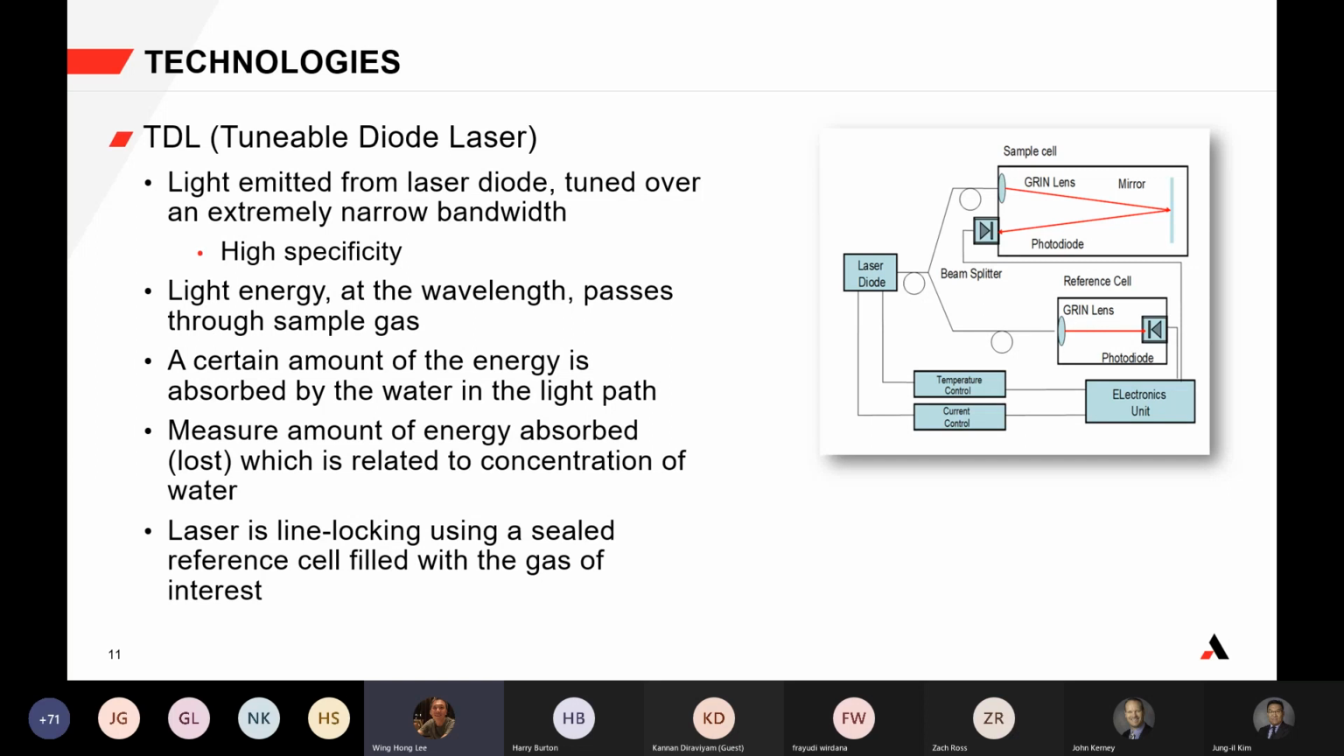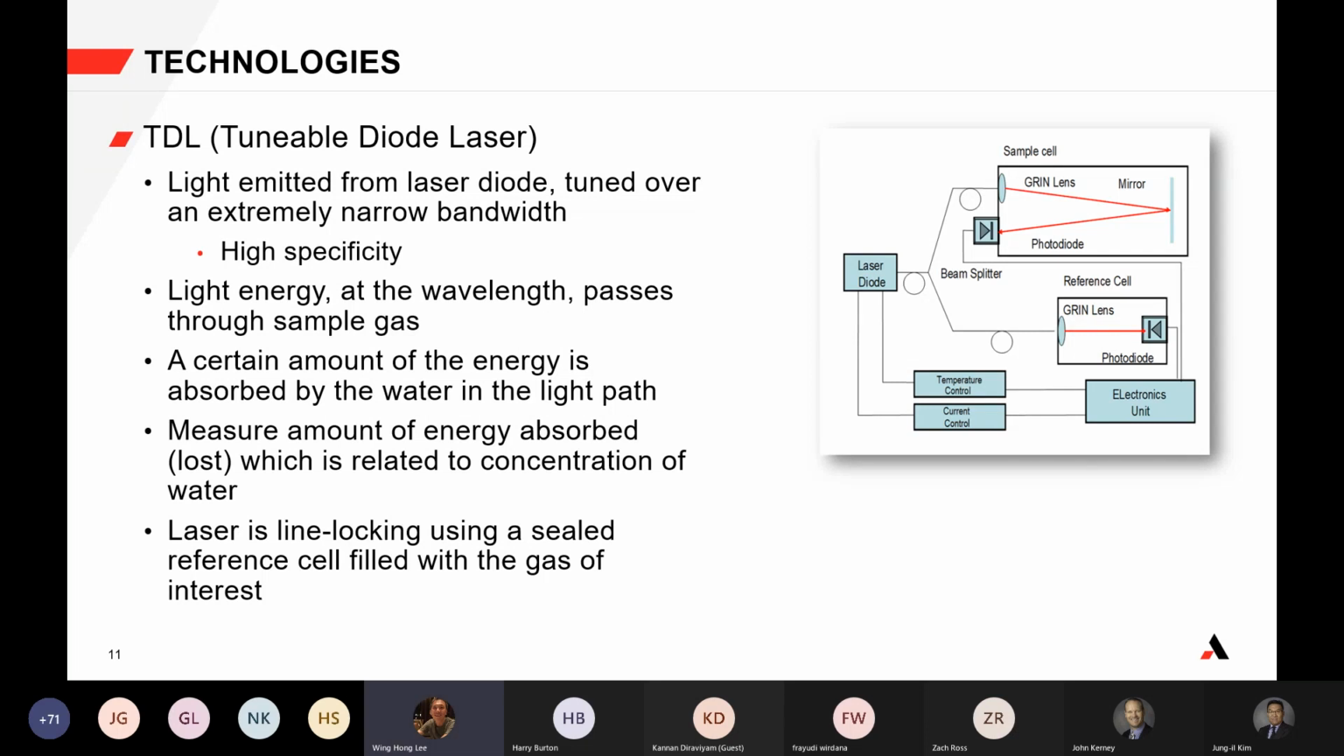The light energy is passed through the sample gas, and a certain amount of it is absorbed by the water in the light path. The amount of energy absorbed, seen as energy lost by the photodiode, is related to the concentration of water in the sample gas.